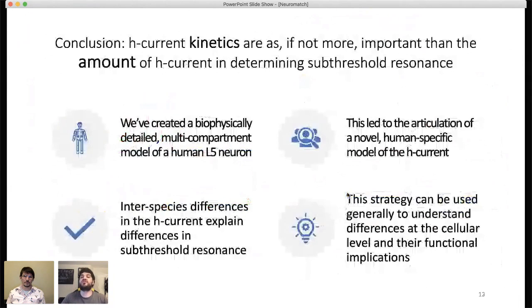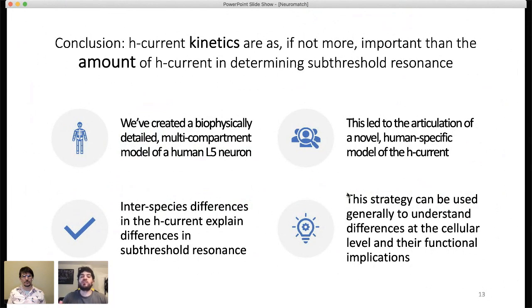So the take-home message, the conclusion here, is that the H current kinetics are as, if not more, important than the amount of H current in determining subthreshold resonance. Now that's a very specific finding about one specific current and one specific dynamic. Why is this interesting more generally?